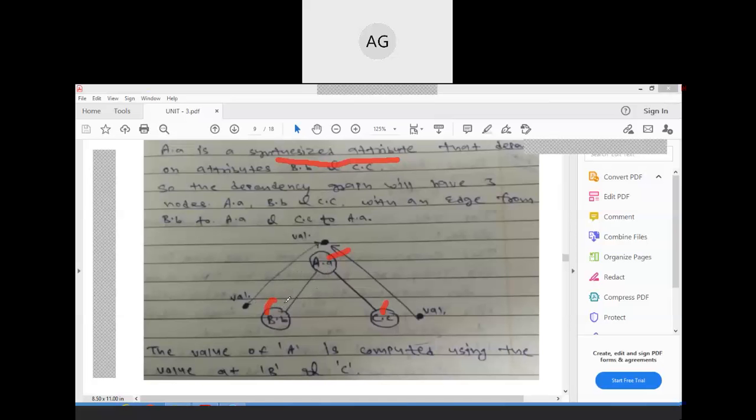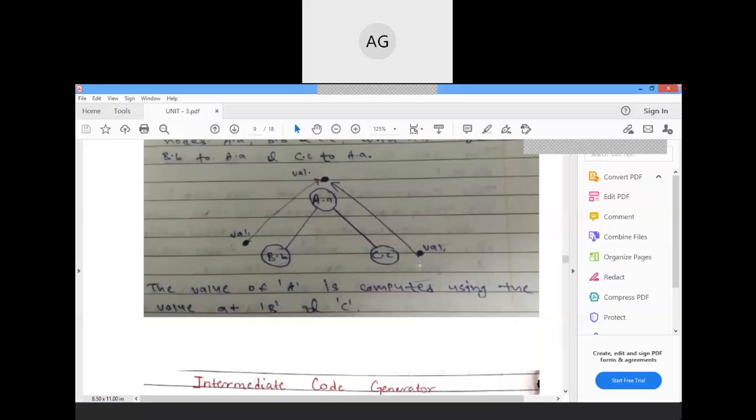As you can see here, the direction is from B.b to A.a, and from C.c to A.a, the other direction. As you can see here, for this value the direction is from B.b to A.a, and for this value the direction is from C.c to A.a. So the value of A is computed using the values at B and C. So that is how we are going to make the dependency graph.